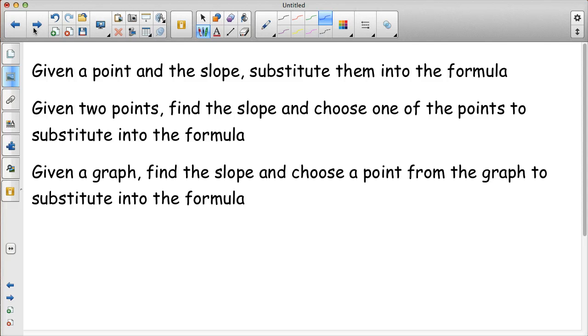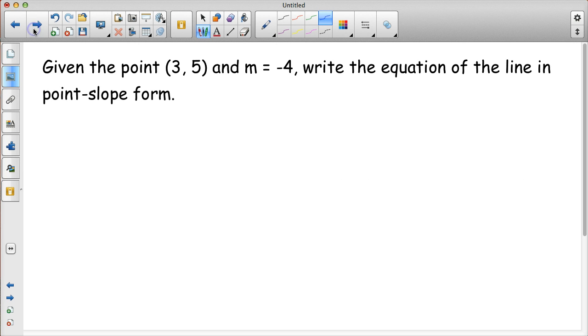If we are given 2 points, then we need to first use those 2 points to find the slope, and then choose one of the 2 points to substitute along with our slope into the formula, and we'll have the equation of a line. If we're given a graph, then we need to find the slope and choose a point from the graph to substitute into the formula and write the equation of a graph. So let's look at a few examples.